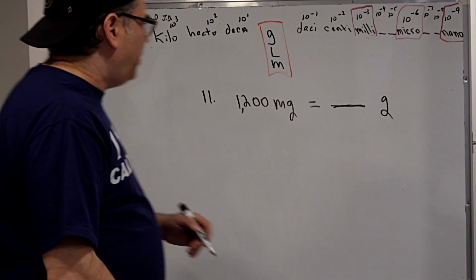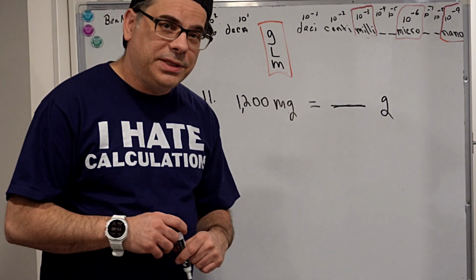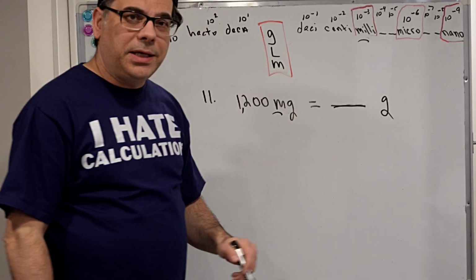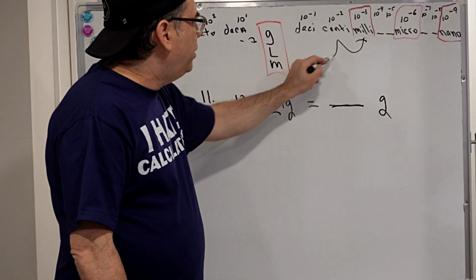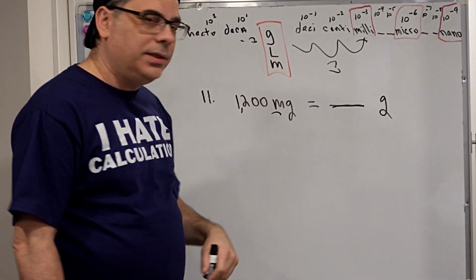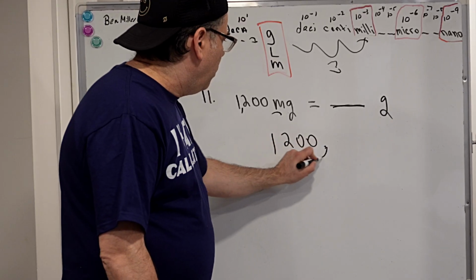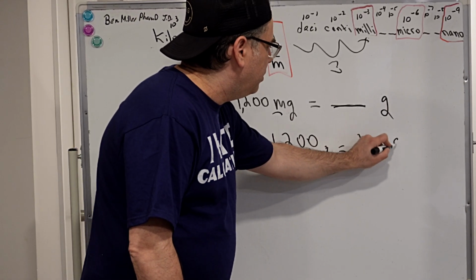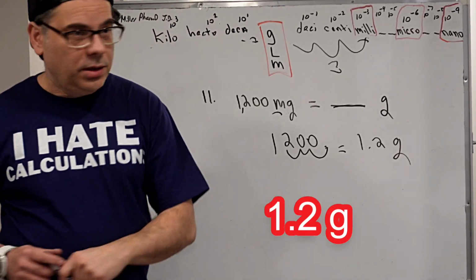All right, so question number 11. 1,200 milligrams equals how many grams? Again, milli is 10 to the negative 3. Grams is the base unit. So we're going to go 1, 2, 3, moving 3 places to the left. We have 1,200 milligrams, and 1, 2, 3 is equal to 1.2 grams. 1.2 grams is the answer. Let's go to question number 12.